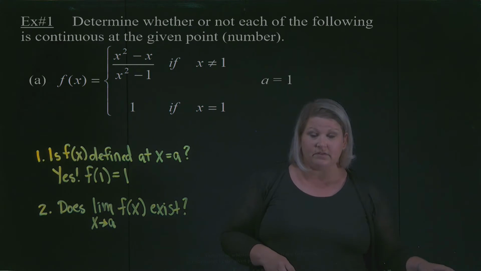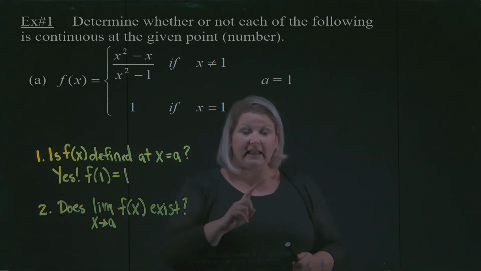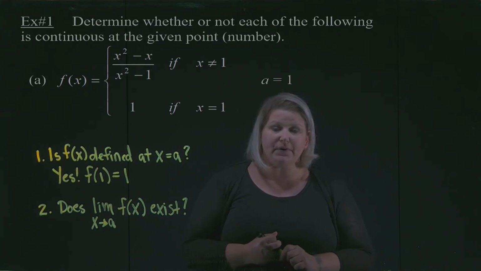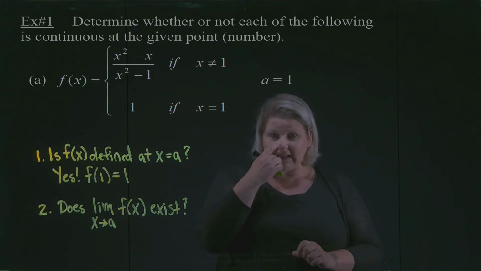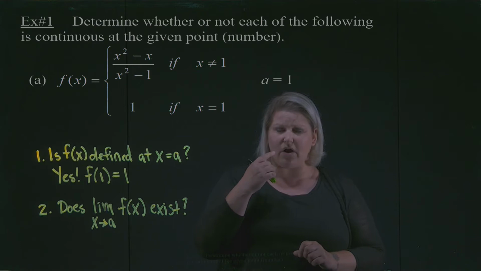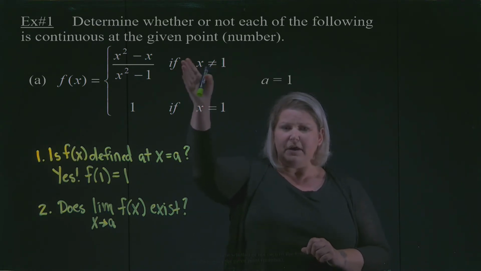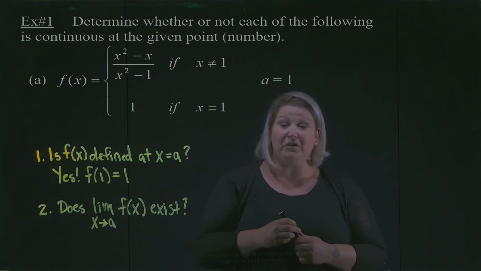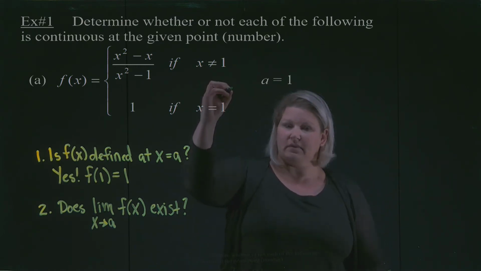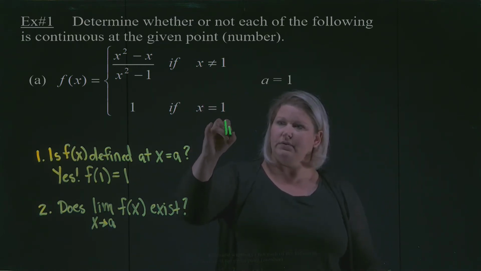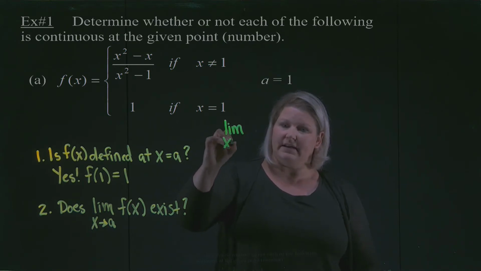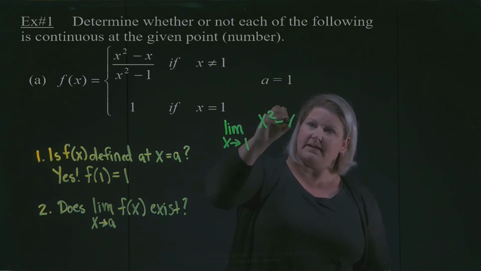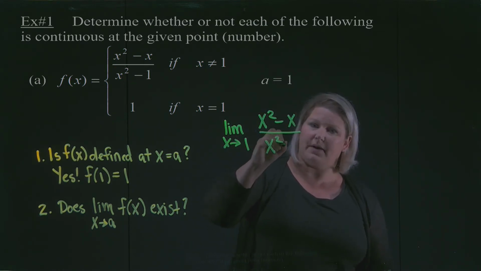Well, let's see. Does it exist? We've got to look at the left-hand side and the right-hand side. In this particular case, the left-hand side and the right-hand side are taken care of by this top function here, okay? So let's take a look at that. We're going to do the limit as x approaches 1 of (x squared minus x) all over (x squared minus 1).